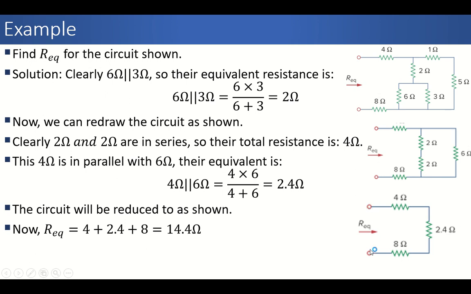This will be the resistance between the terminals. Let's call this terminal A, and let's call this terminal B. So the resistance across terminals A and B is the equivalent resistance. Remember that when we connect an ohm meter across these two terminals, the reading on the display of the ohm meter will be 14.4 ohm. Or if we want to replace this whole complicated network using a single resistance, its value should be 14.4 ohm.